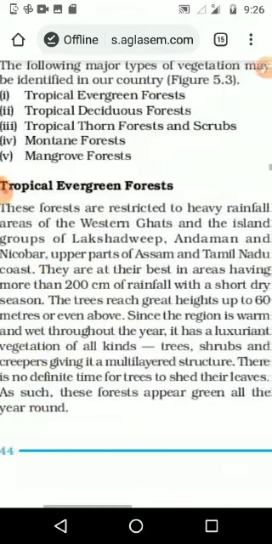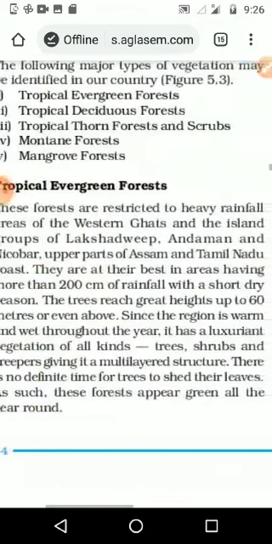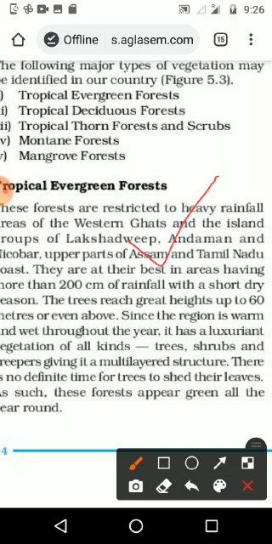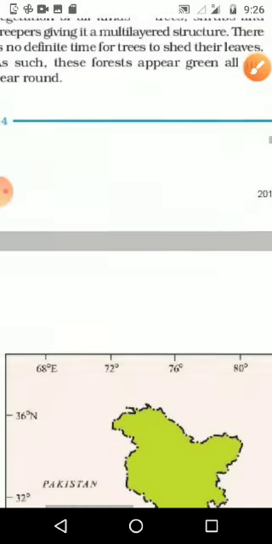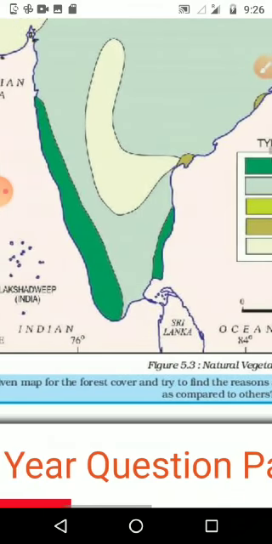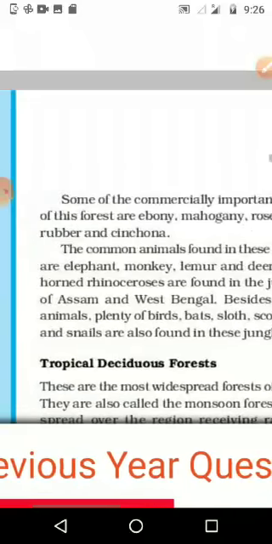So here we may get questions like this: first, where can we see the tropical evergreen forest? Then, what are the characteristics of the tropical evergreen forest, or what climate type, how much temperature or rainfall do we need? Then, why do we call it evergreen forest? Because of its multi-layered structure, as well as there being no definite time to shed leaves. Many different types of questions may be asked from this paragraph. The map may also be used to identify which type of forest, and such questions may also be asked.